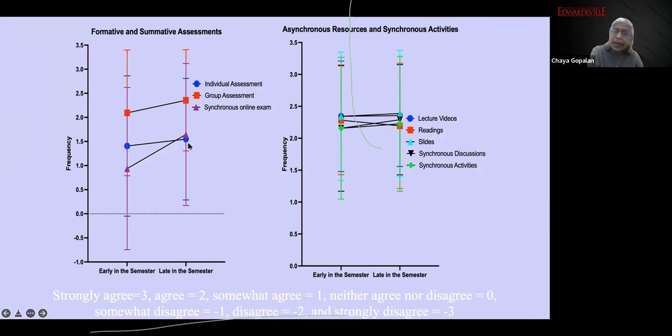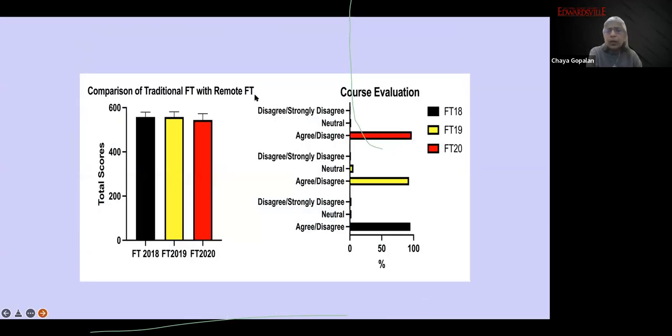Synchronous online exam also was very good. And the content that I gave, they were satisfied right from the get-go, so there was no difference, but they liked it all. And what we see here is traditional flipped teaching versus remote flipped teaching, there was no difference. That means you can do flipped teaching remotely as successfully as in person. Course evaluation did not change either. So this is now out.